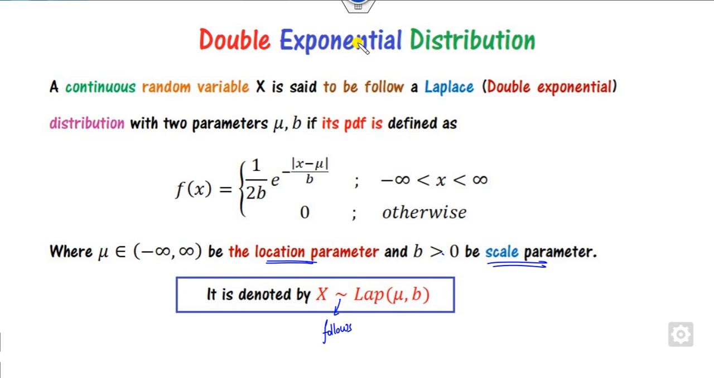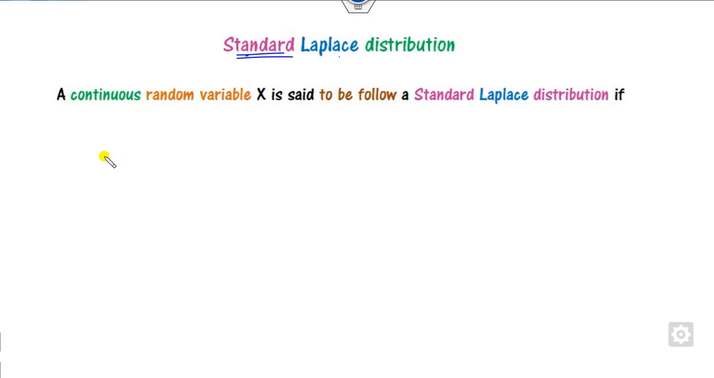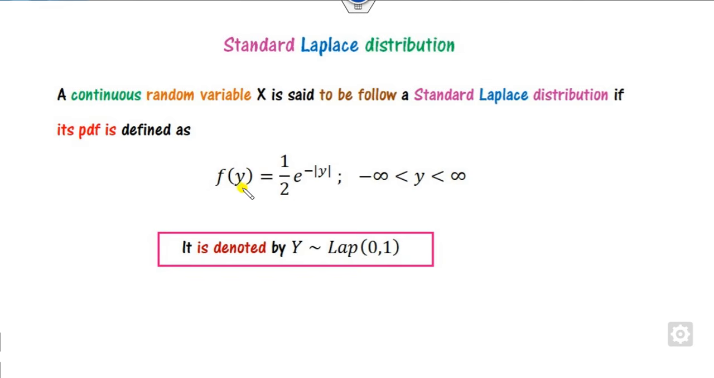The meaning of that is, if I substitute mu is 0 and b is 1, then this Laplace distribution is converted into the standard Laplace distribution. So whenever I take mu 0 and b 1, this becomes 1 by 2 e raised to the power minus mod x. That is the standard Laplace distribution. I denote it here as y because I used x in the previous one. So y follows the Laplace distribution with parameters 0 and 1.